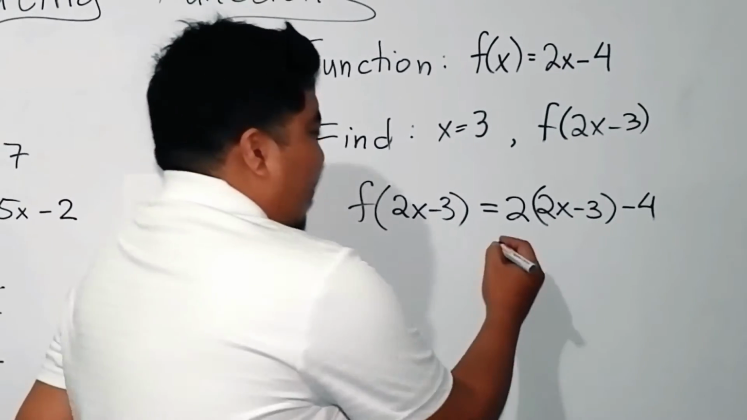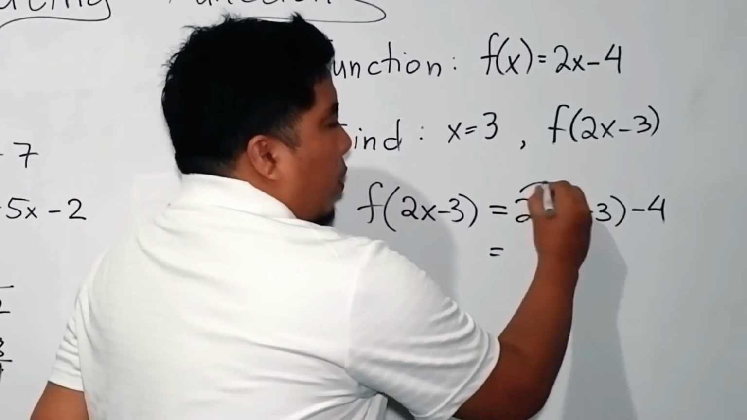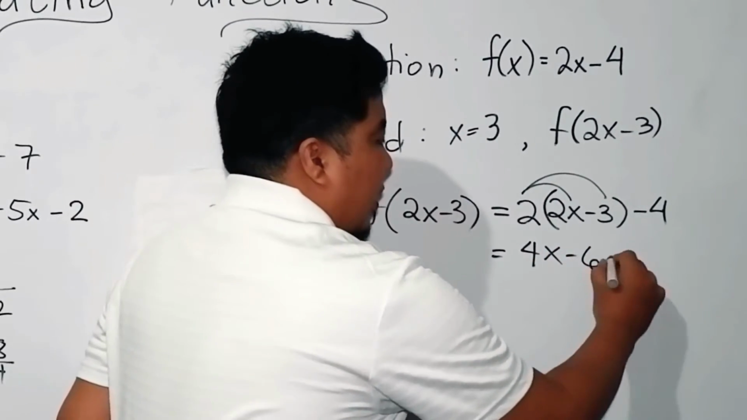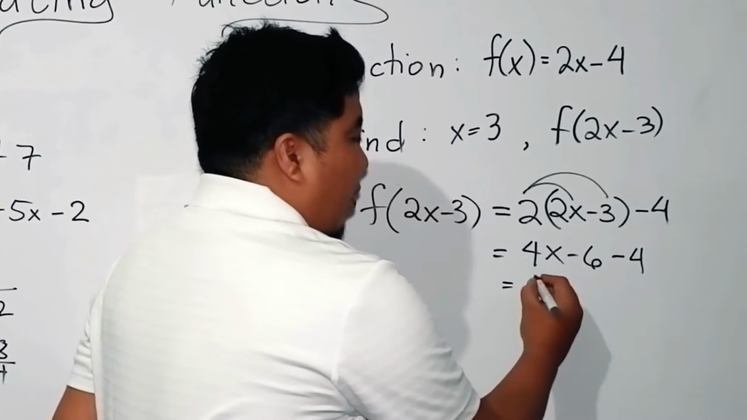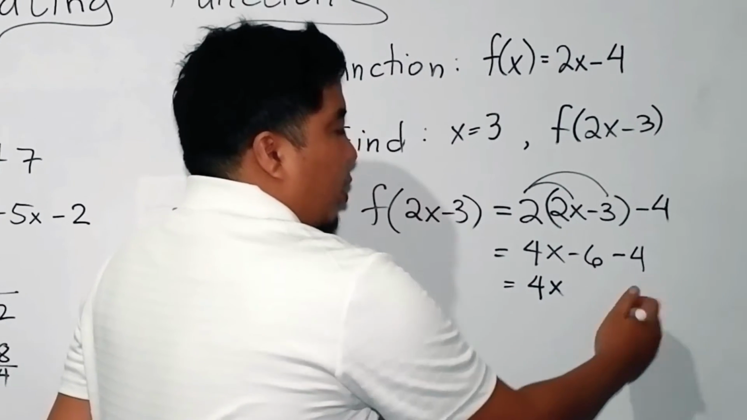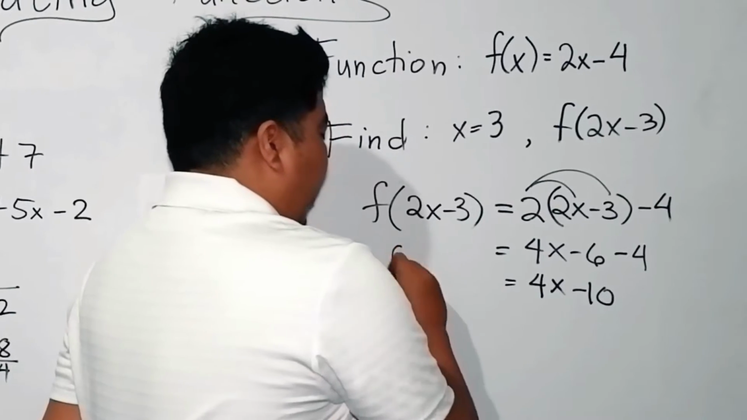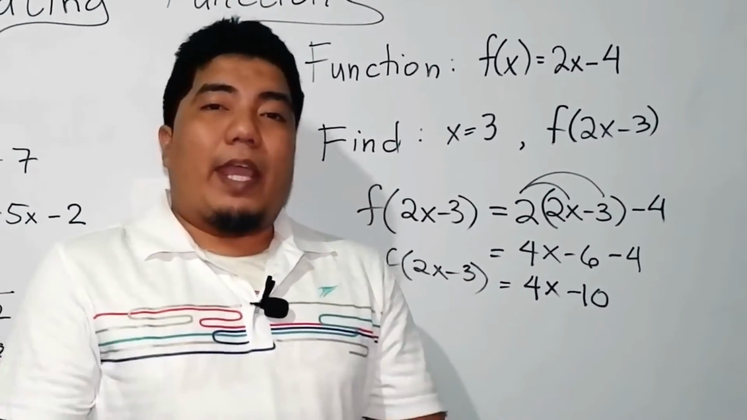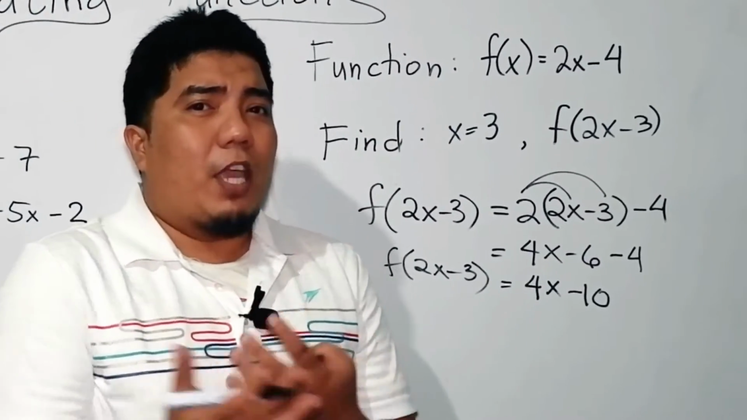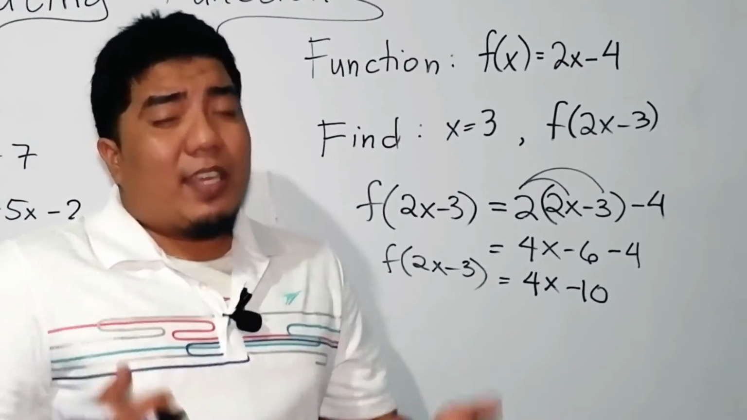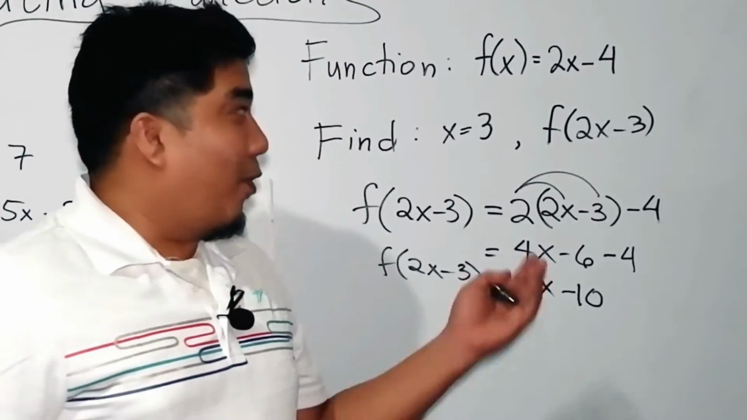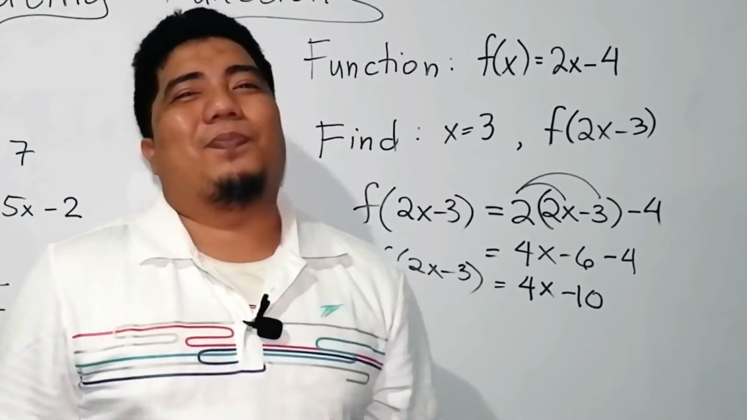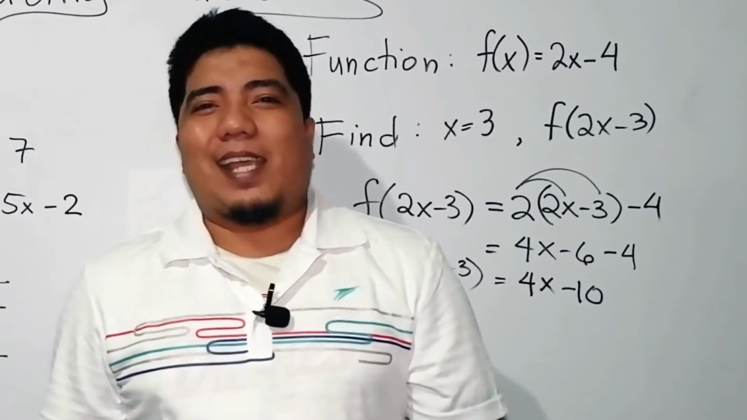Now, let us simplify. By simplifying this, we just use the distributive property, and that is 4x minus 6 minus 4. So, we have 4x, negative 6 minus 4, that is negative 10. Therefore, our value of f of 2x minus 3 is equal to 4x minus 10. Now, if you ask me, Sir Ash, is this the final answer? Yes, that is the final answer for this problem. And for the first problem, our answer is 2. Easy, right?